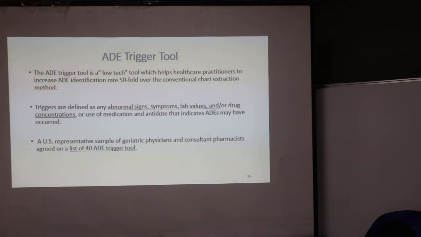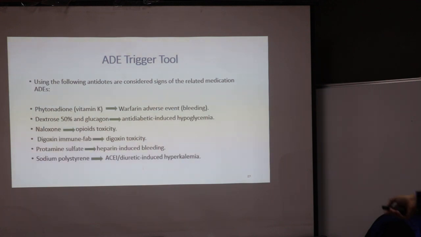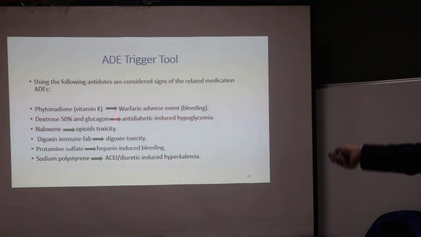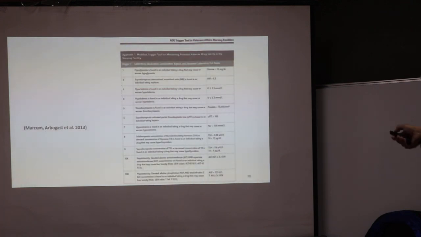For triggers, I looked for abnormal vital signs, symptoms, lab data, and antidotes. For maybe toxicology faculty members, they will recognize those antidotes. It's a list of 40 trigger tools, and I was looking for this list. I included patients taking one of those 30 medications, and I was looking for those triggers. So if this patient already took vitamin K, that means they experienced warfarin-induced bleeding. If this patient already took glucagon, that means antidiabetic-induced hypoglycemia. Naloxone indicates opioid. If I found one of those, it indicates they had adverse events. This is not clear, but I rely on those numbers to make sure my results are valid.